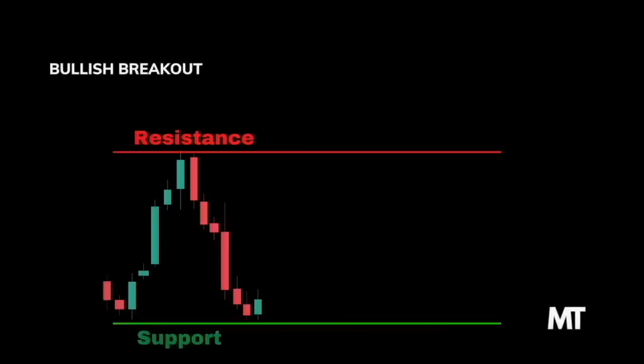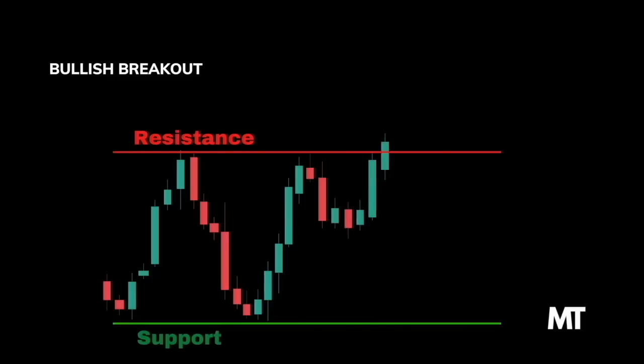Hello traders, in this video we are going to analyze the bullish breakout. Before having a breakout, price will be ranging between a support and resistance level. This phase is also known as market consolidation. For a breakout to occur, price must break either the support or resistance level. In this case, we are looking at the bullish breakout. In other words, we are looking at the breakout of the resistance level.